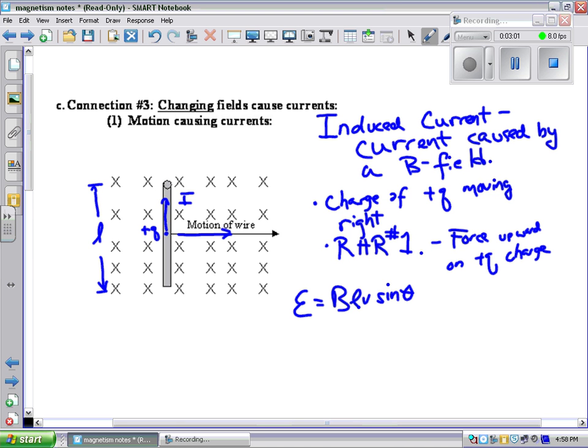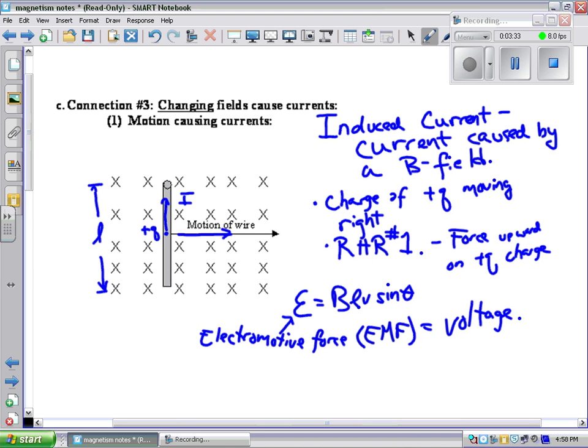Again, it's almost always going to be right angles, like it is for this. They're moving to the right, and the magnetic field is into the page. Those are at right angles to one another. This curly E stands for electromotive force. Sometimes you'll see that abbreviated as EMF. And it sounds kind of scary, but it's actually very easy if you know that it is equivalent to voltage. Okay? In our electricity unit, we call voltage potential, or potential difference. In this case, we're going to call voltage electromotive force.